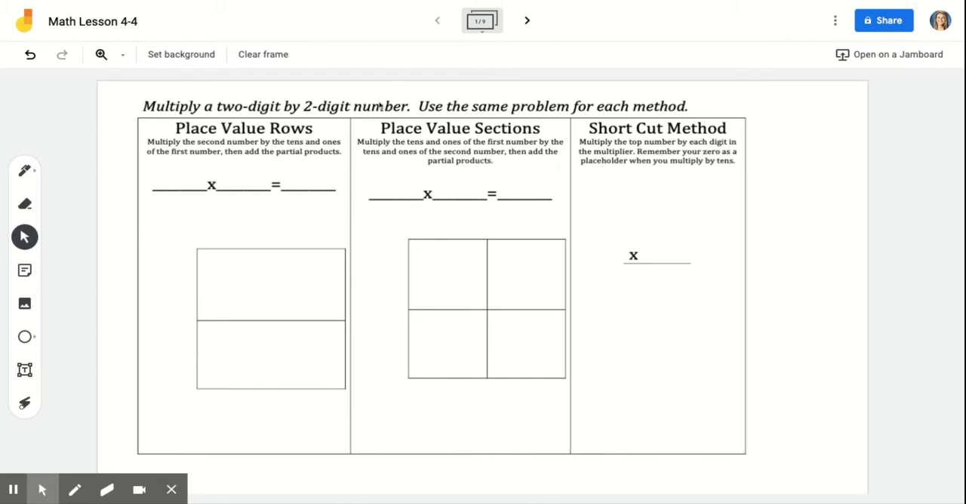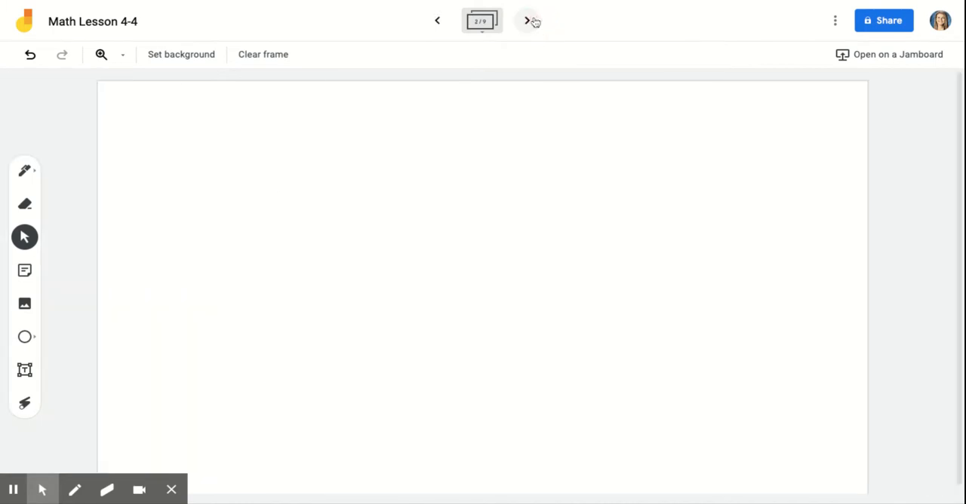Let's do a little bit of a review with place value sections, and also I'm going to introduce place value rows with you. We're going to do one multiplication sentence two different ways, and we're going to compare the two methods to each other. So all you need right now is just your whiteboard. And if you don't have your whiteboard, problem solve, get a piece of paper out. We're going to solve the same multiplication sentence using two different methods. Okay, so get your whiteboard ready.